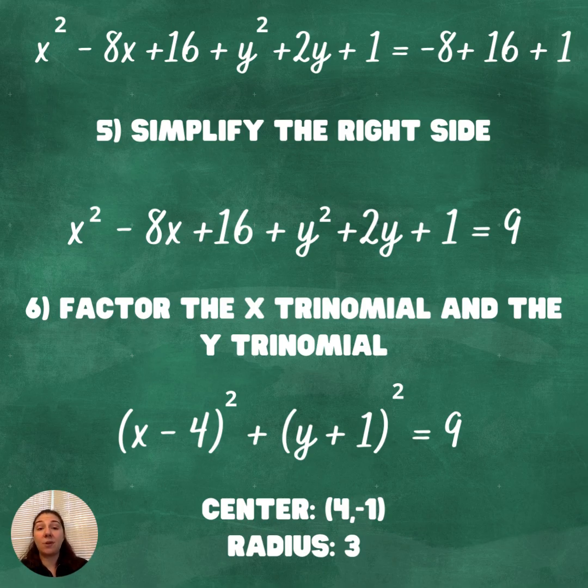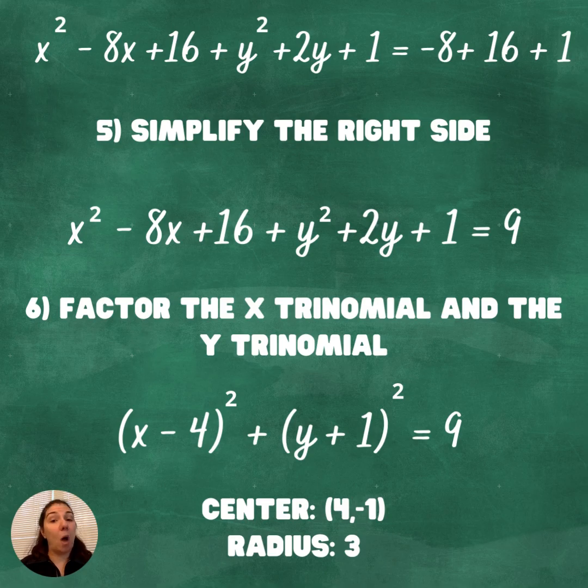Once you simplify the right side, then what you're going to do is factor the trinomials. So you're going to have 2 different trinomials you need to factor, one with the x's and then one with the y's. So if you have x squared minus 8x plus 16 and you're factoring this perfect square trinomial, that's going to give you x minus 4 squared. So that's our x value.